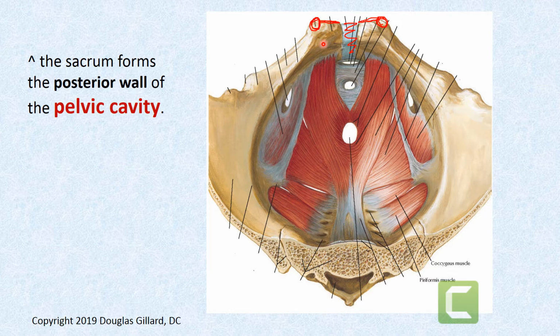These are the pubic crests. Sometimes they're difficult to see on the bones.